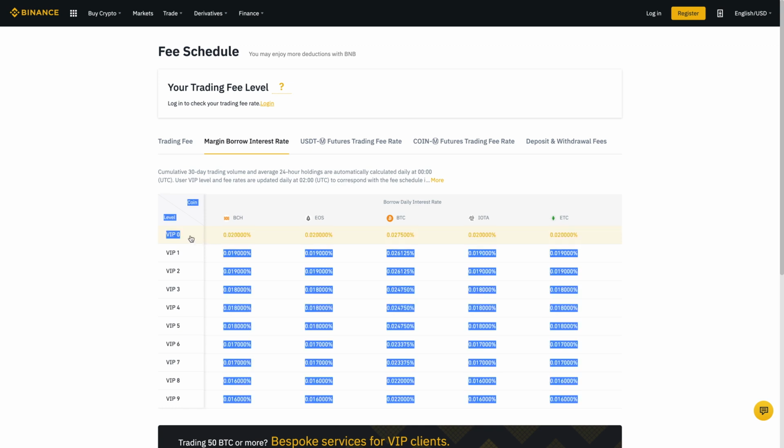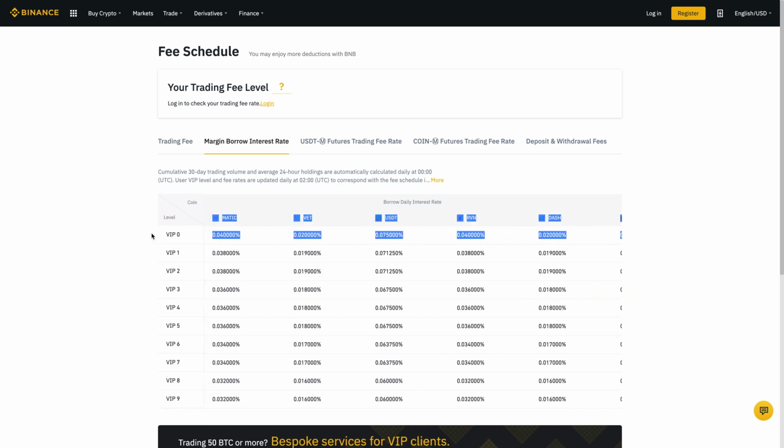Okay, so I'm just going to go back and do an example with you. I would say that most people borrow Tether or USDT. I'm going to show you with an example how we can take this number over here and calculate the annual interest rate. So this is the borrow daily interest rate. That means every day, this is how much you have to pay to borrow USDT.